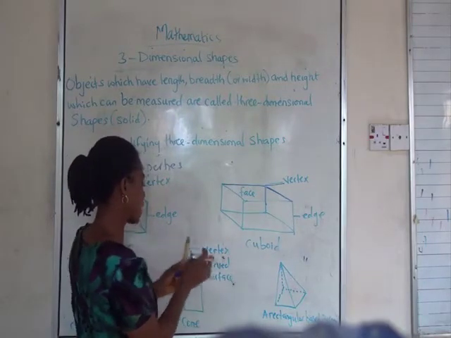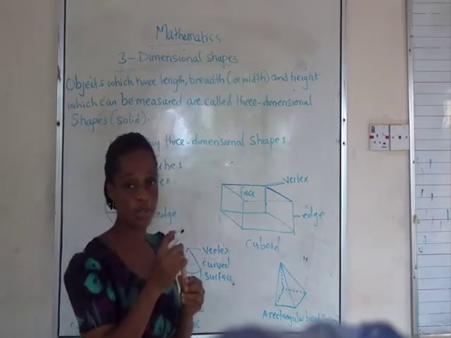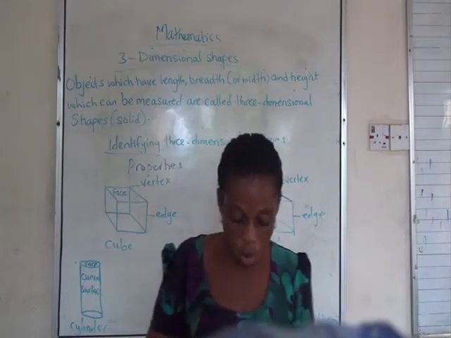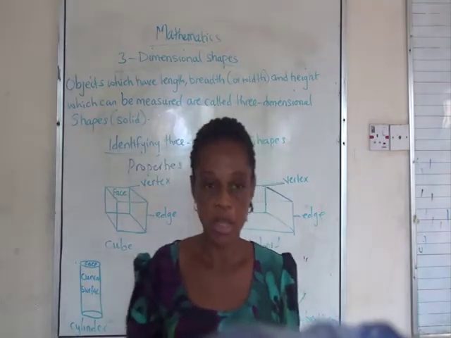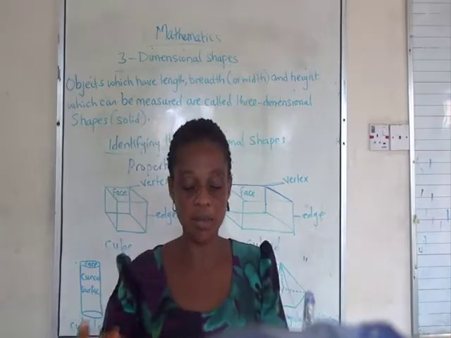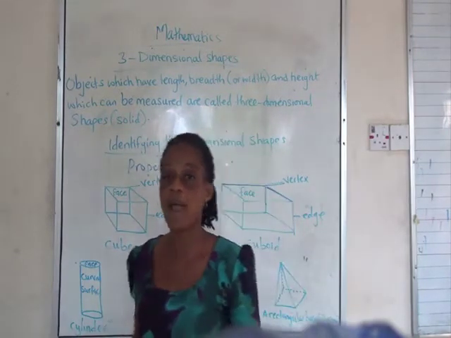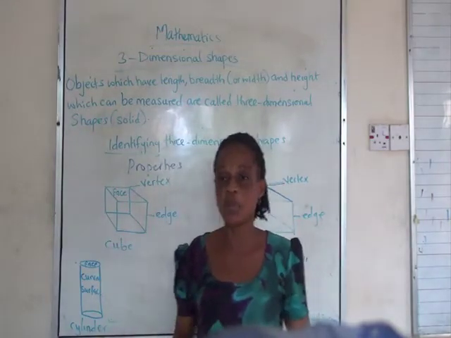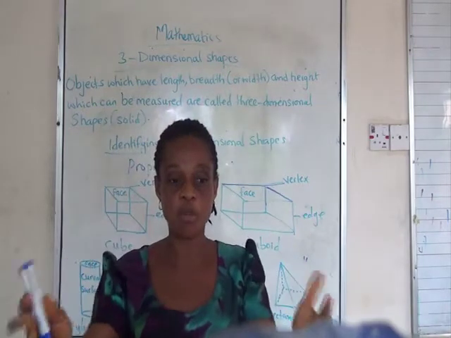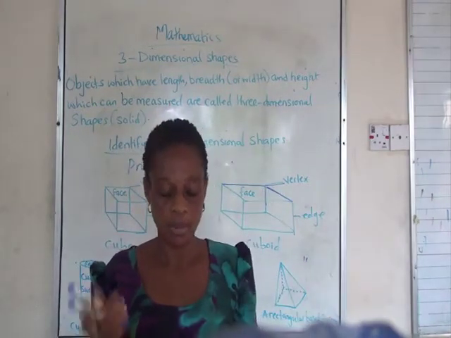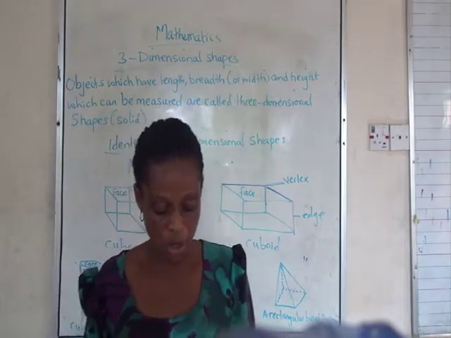And one, it has a curved surface. This surface is curved. Another example of a cone is a basin of gari, a filled basin of gari. When you go to market, you see these market women that sell gari, rice, and beans, and they will heap it. So that heap forms a cone. And that is one of the three-dimensional shapes.